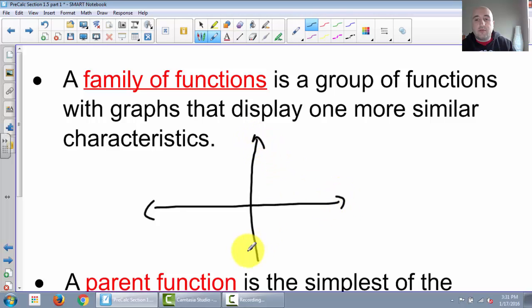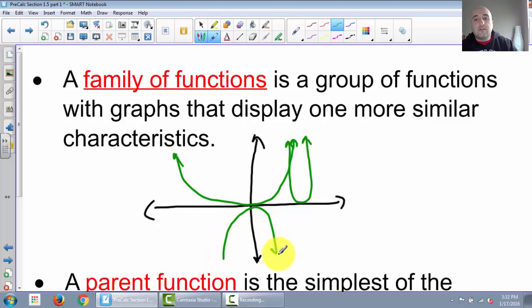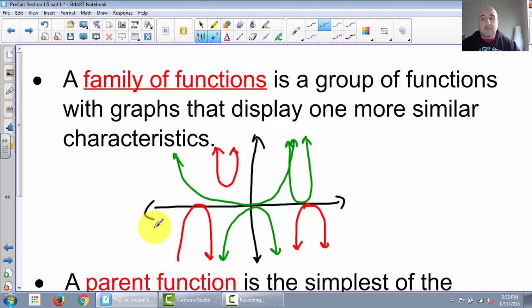So let's say we have an xy plane here. Let's pick out one particular shape, so parabolas. Parabolas could be very skinny. Parabolas could be very fat. Parabolas could be upside down. These are all parabolas. They could be upside down again, shifted to the right, shifted to the left. They could be up here with no x-intercepts. These are all parabolas, but they're in the same family. They're different parabolas, but they're in the same family. So that's what a family of functions is. All parabolas are a family.